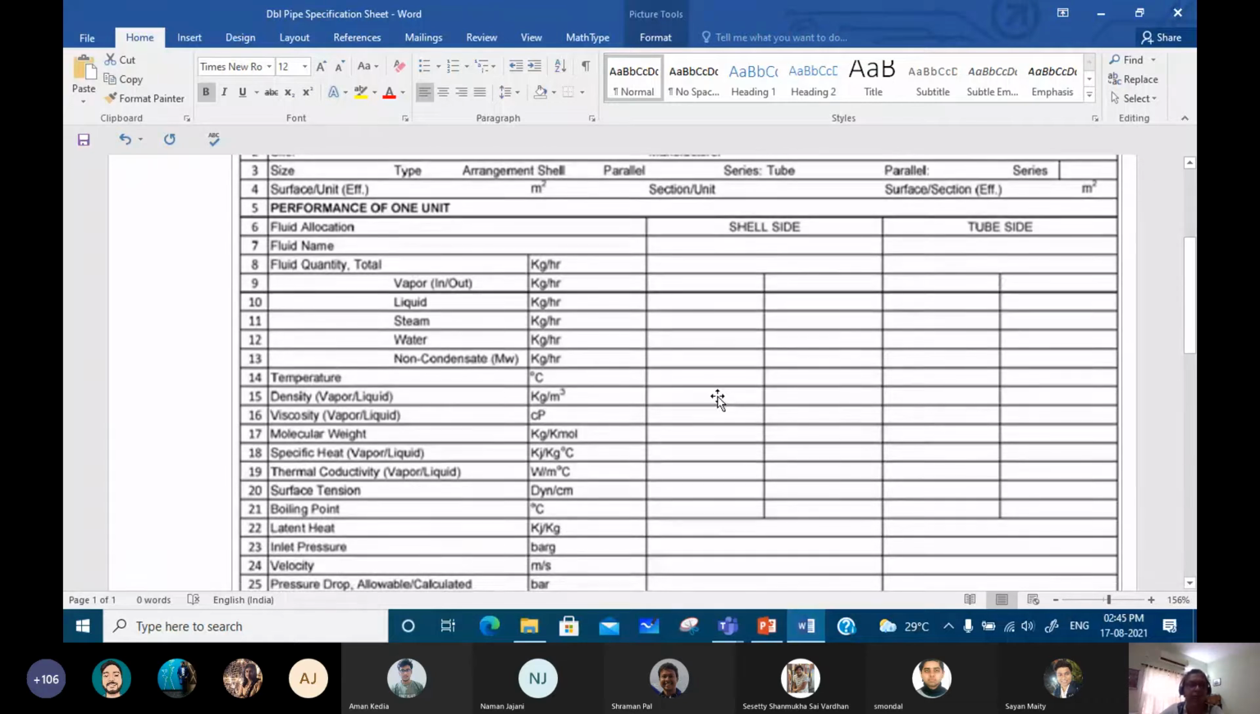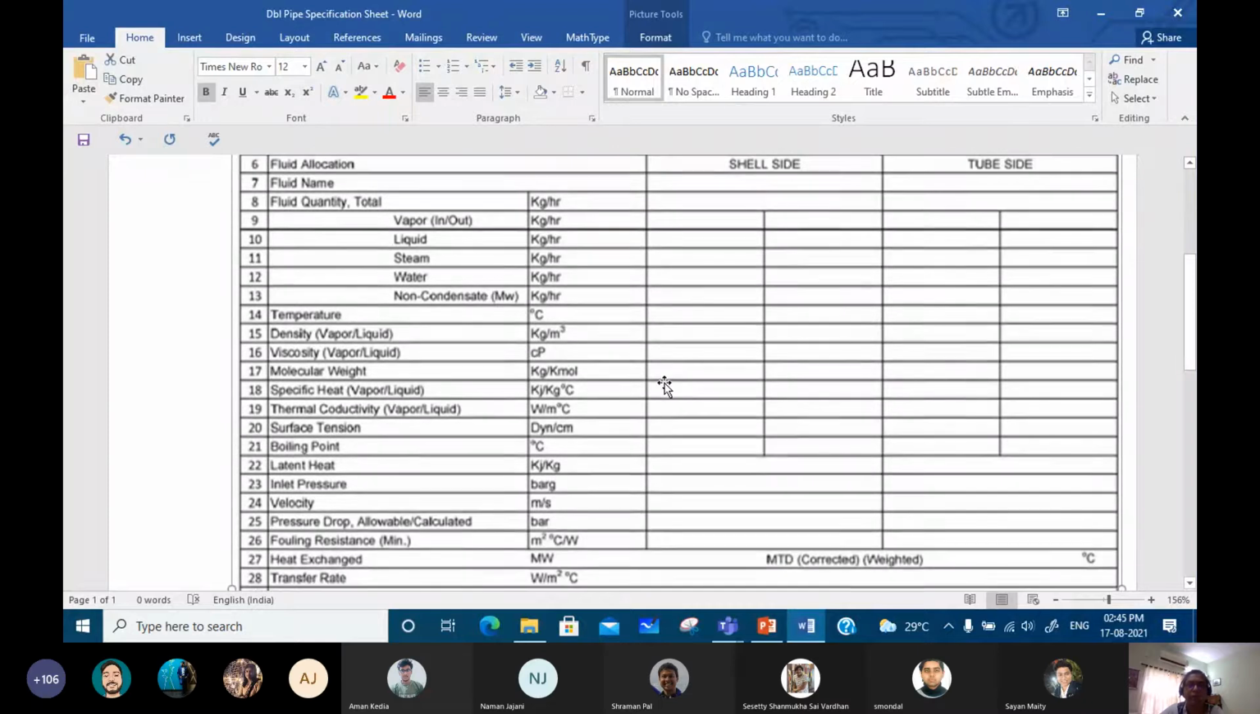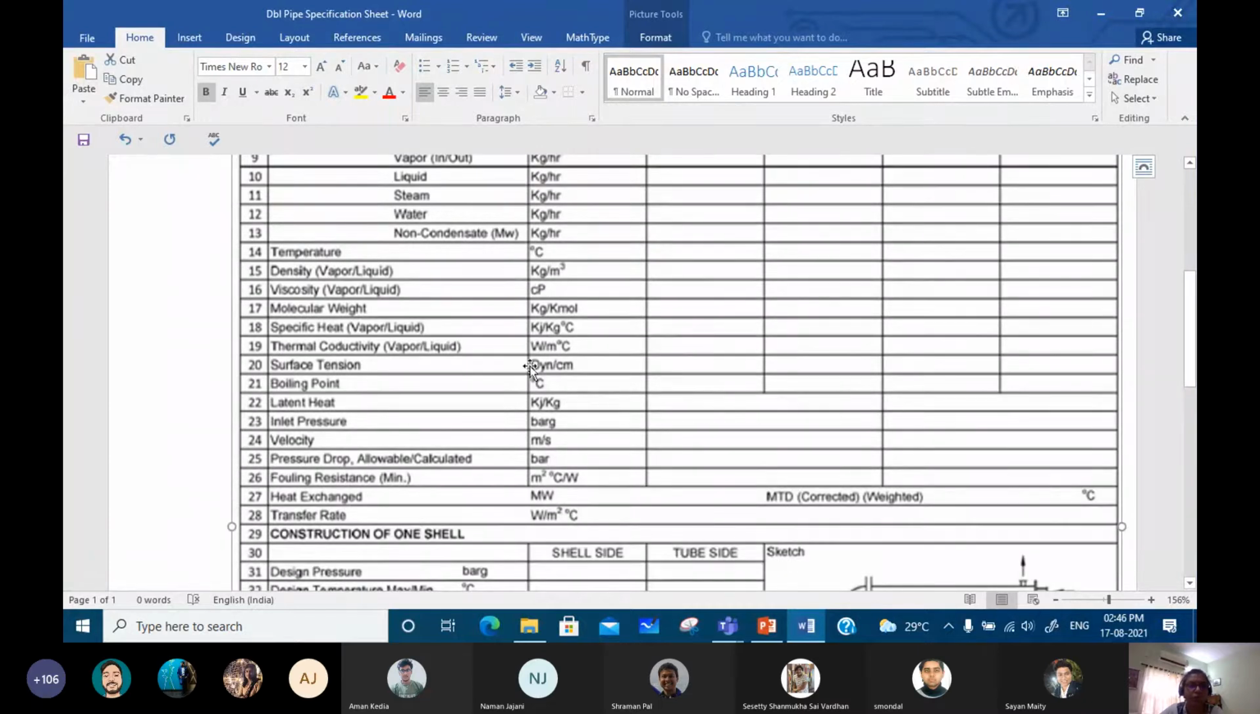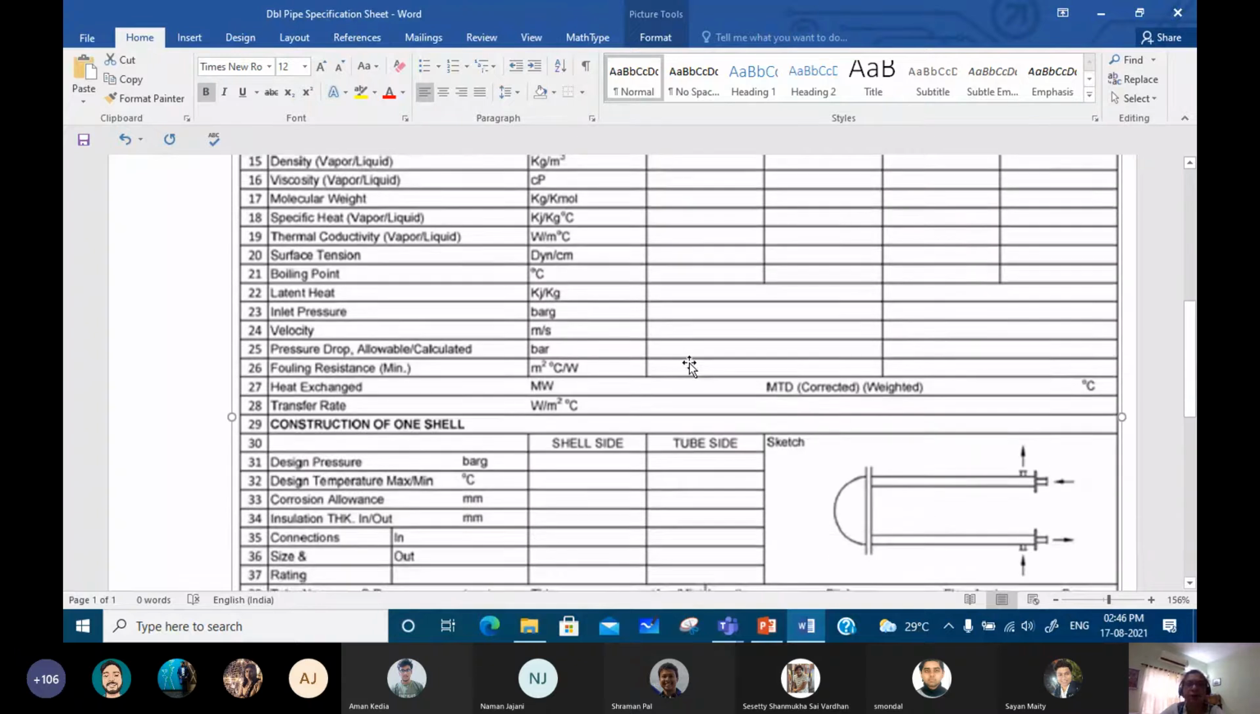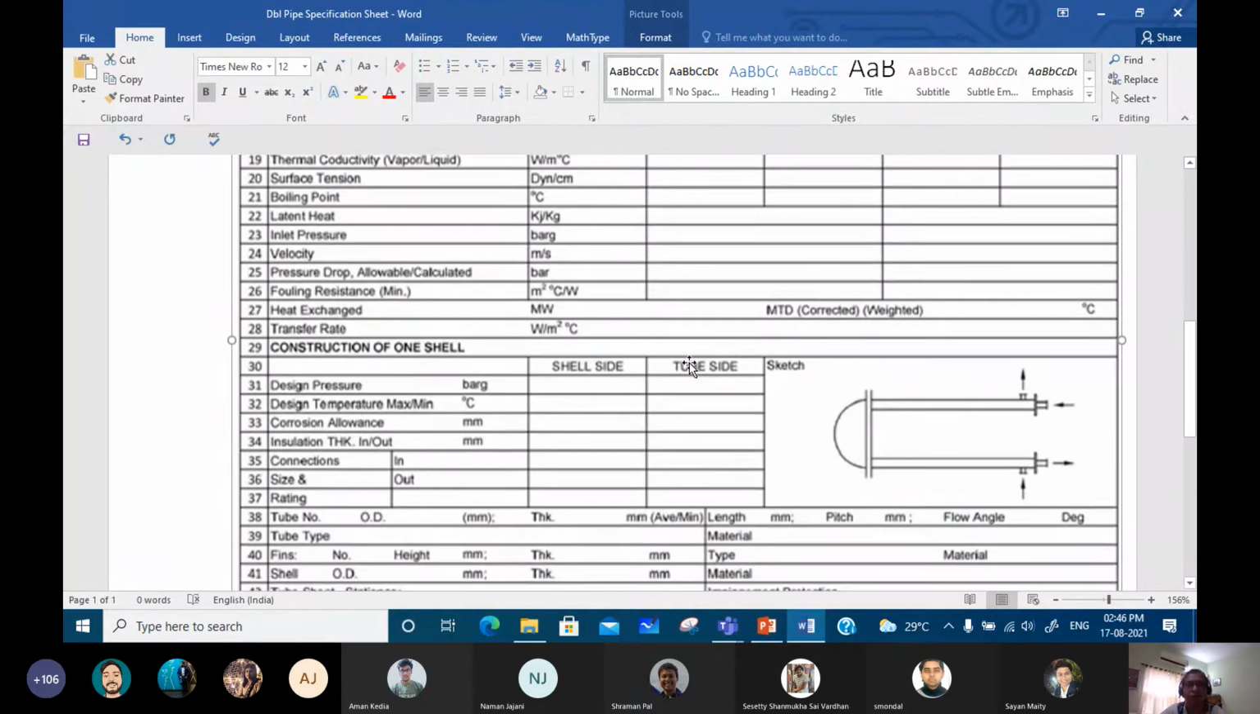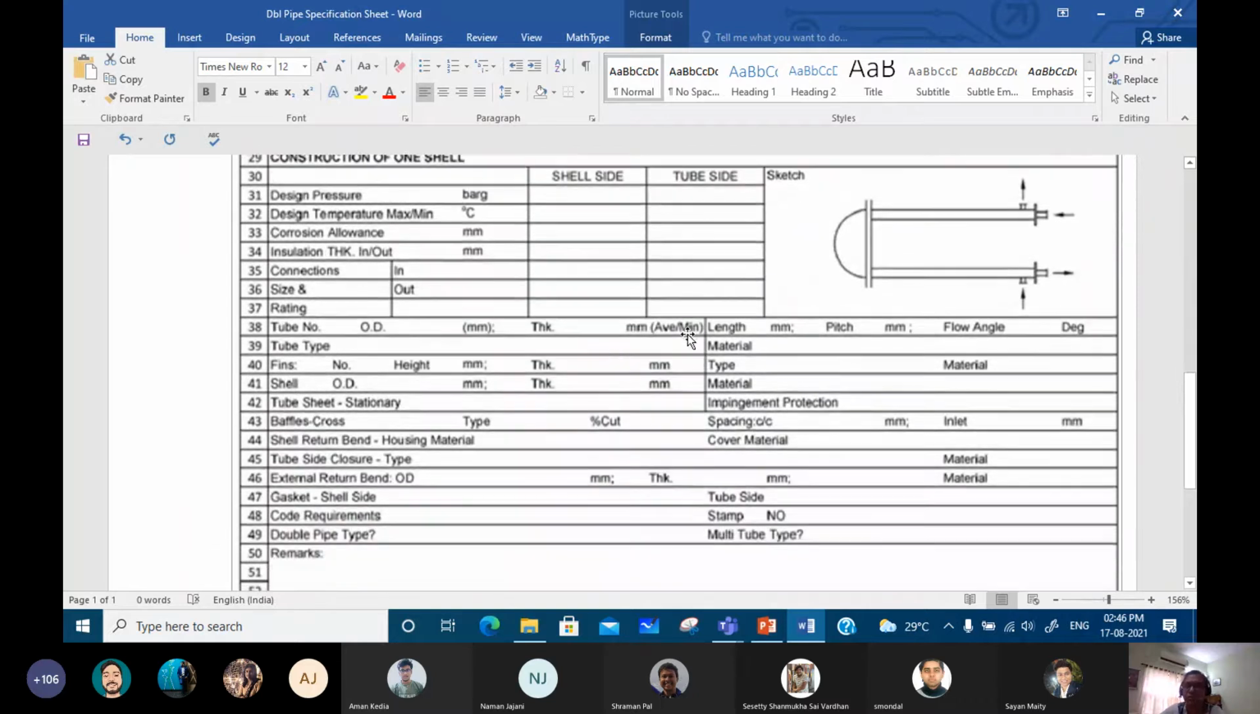This is an industry practice, so I would like to see how many columns or how many rows you are able to fill up. I think most of the rows you can fill up here. So this is the output that I expect from you when you are submitting the reports.